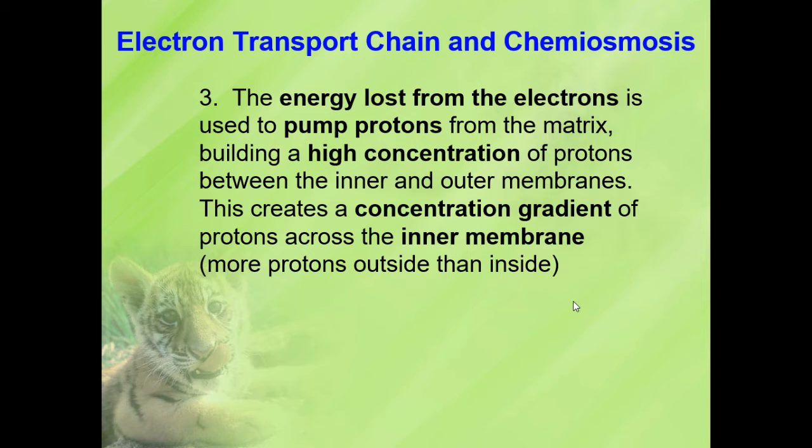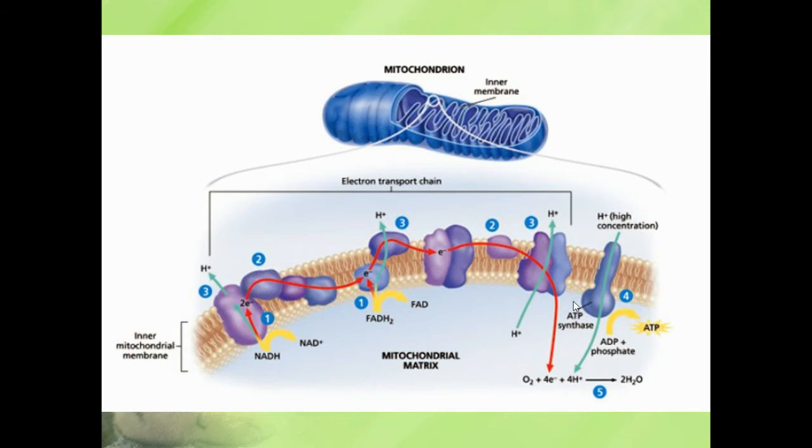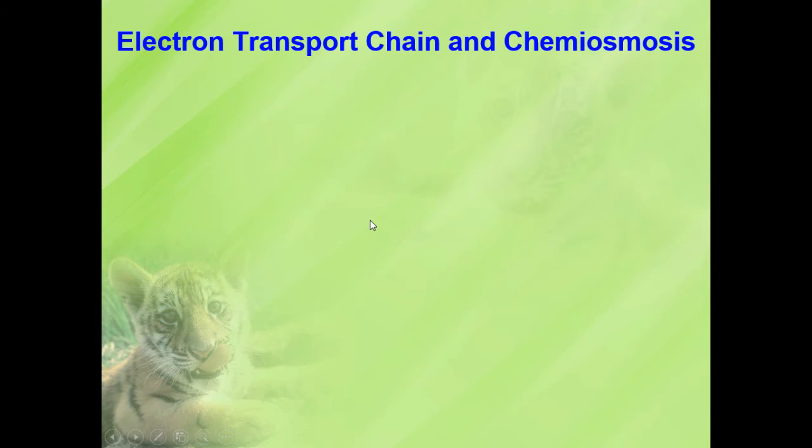Step 3, the energy lost from the electrons is used to pump protons from the matrix, building a high concentration of protons between the inner and outer membranes. This creates a concentration gradient of protons across the inner membrane, meaning that there's more protons outside than inside. So we're on step 3 now. We're down in this area.